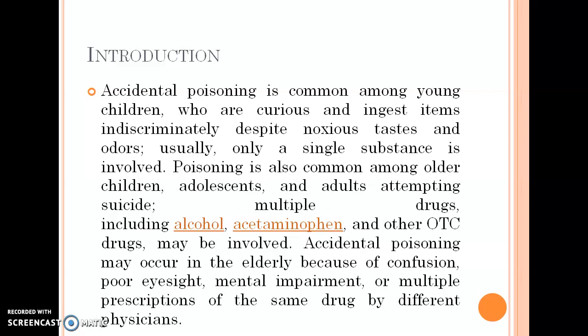Accidental poisoning is common among young children who are curious and ingest items indiscriminately despite noxious tastes and odors. Usually only a single substance is involved. Poisoning is also common among older children, adolescents, and adults attempting suicide. Multiple drugs, including alcohol, acetaminophen, and other OTC drugs may be involved. Accidental poisoning may occur in the elderly because of confusion, poor eyesight, mental impairment, or multiple prescriptions of the same drug by different physicians.